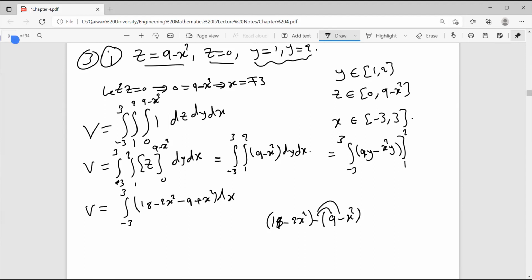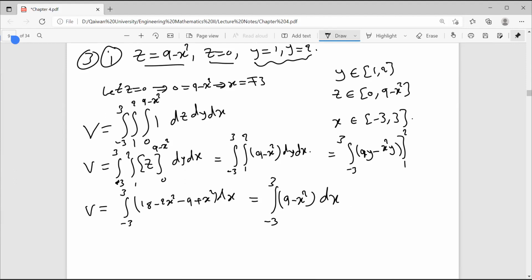If we enter this negative sign to here, it becomes minus 9 plus x squared. I'll just write down the result. So we have 18 minus 9, and minus 2x squared plus x squared. It equals the integration from minus 3 to 3, 9 minus x squared dx. Valid.